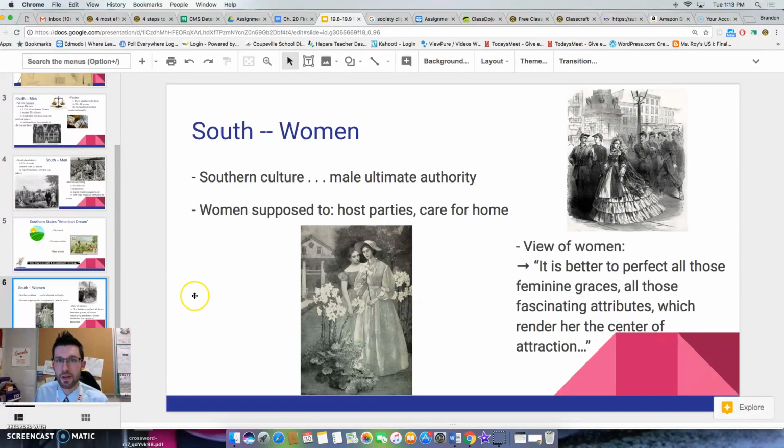I hope you're pausing the video, otherwise you're just staring at me. That's kind of boring. Yeah, just pause the video, read the quote. Okay, did you pause the video? If you're thinking that most men, and maybe even some women, thought that a woman's time should be spent beautifying or acting in a ladylike manner, you are definitely correct.